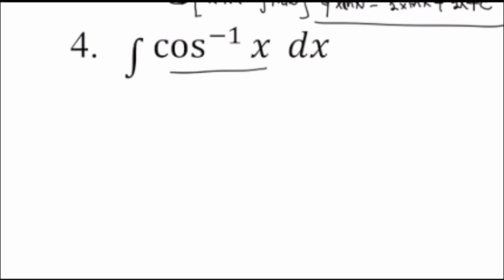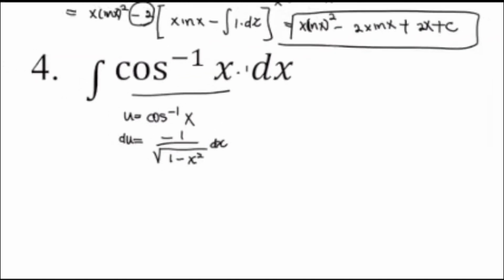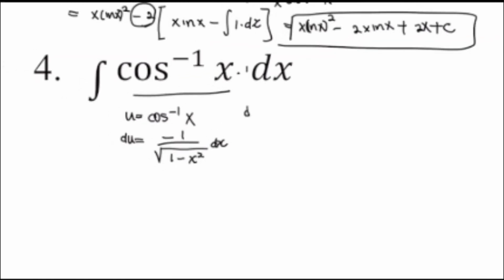We only have technically one function. We have an inverse, so we're just going to do u equals cosine inverse x, and then du is going to be -1 over root 1 minus x squared. This is the inverse cosine derivative formula that you should all be familiar with if you're calc students. And then dv, we're going to set as 1 times dx, and then v is just x. Right? We've done this before.